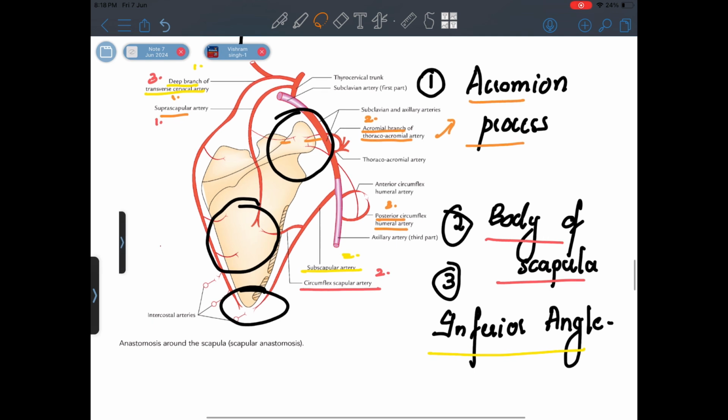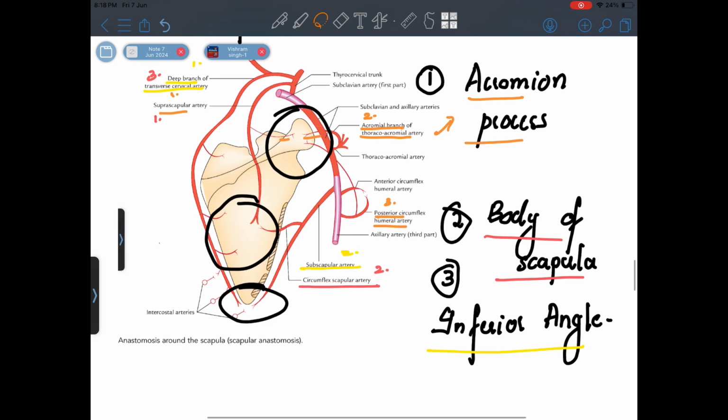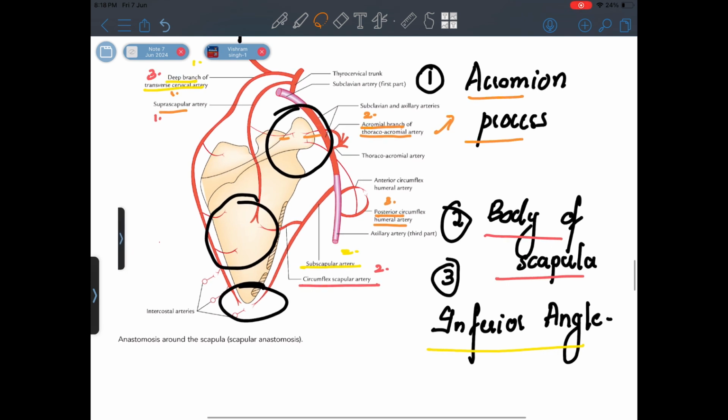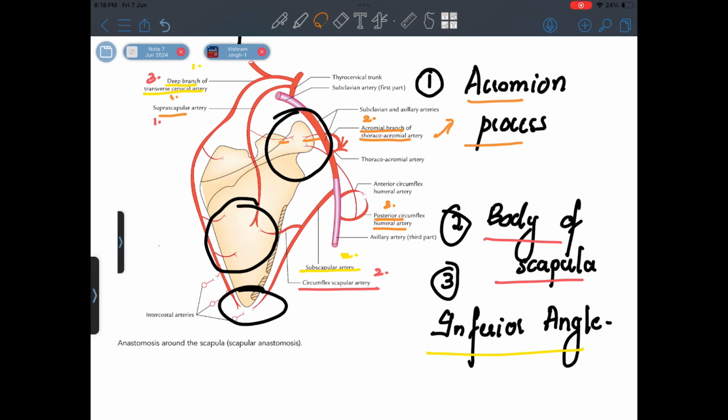So just to revise, on the acromion process, we have the acromial branch of the thoracoacromial artery, the suprascapular artery and the posterior circumflex humeral artery. On the body of the scapula, we have the suprascapular artery. See, it is from the thyrocervical trunk. Then the circumflex scapular and the deep branch of the transverse cervical artery. And at the inferior angle, it is again the deep branch of the transverse cervical artery and the subscapular artery. So that is about the scapular anastomosis.